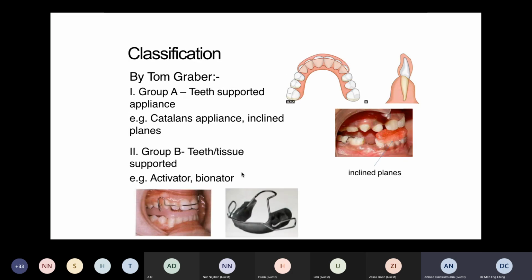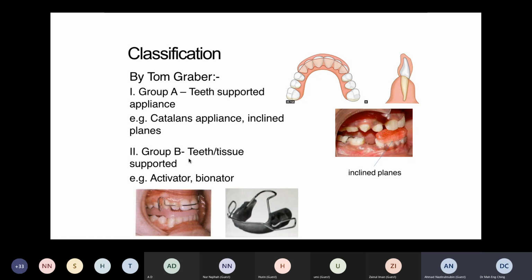As for classification, there are so many classifications. The old timer, we have this Tom Grapple, and they have a group A, which is the tooth supported appliance. Then we have Katz's appliance, inclined bite plane. This one only binds with the teeth. So this one you see, they're resting on the teeth, but not resting on the mucosa. So this one is considered group A, only tooth supported.